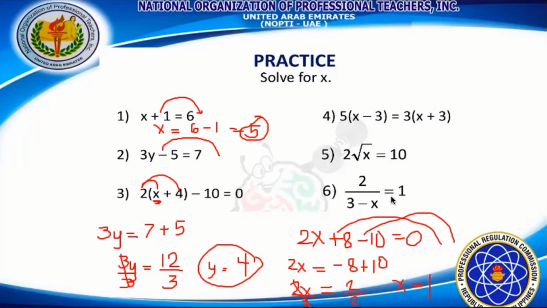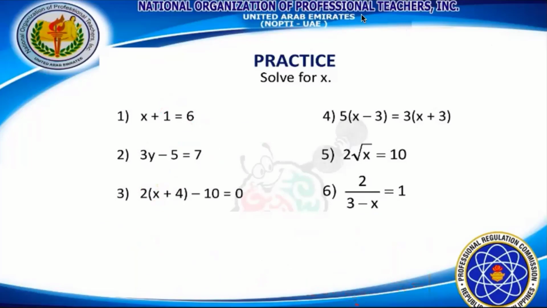So, what do we do when it looks like this? Wait, let me erase first. A fraction is a whole number, so I will also put it over 1, so that I can cross multiply. Ganyan, ganyan. So, 1 times 3x minus, 3 minus x.